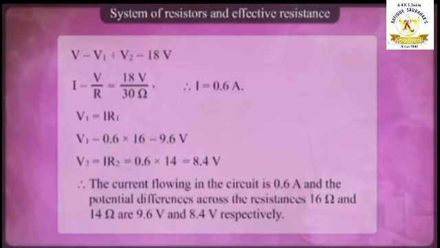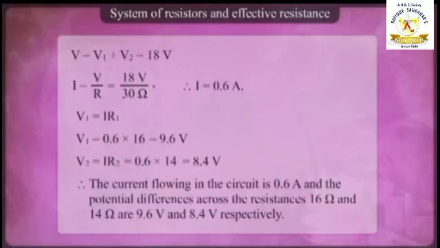So I is equal to V upon R, where we have to find out the current, and V is given as 18 volt and R we calculated as 30 ohms. So when you divide 18 by 30, you get the answer as 0.6.